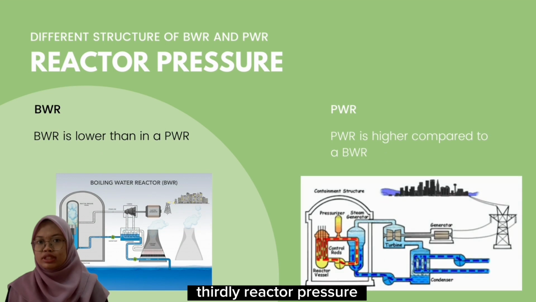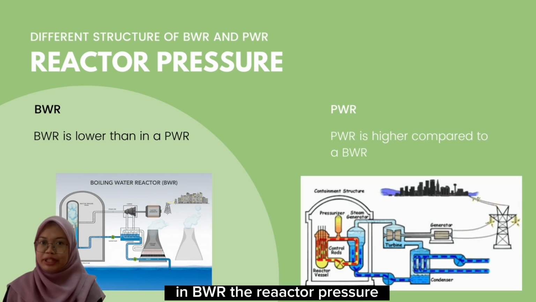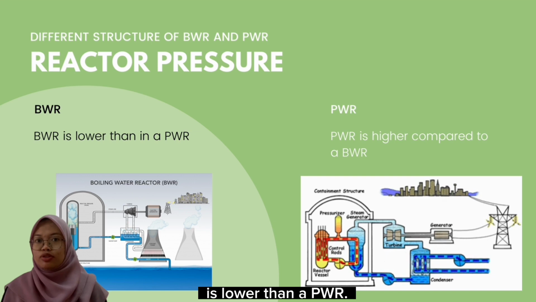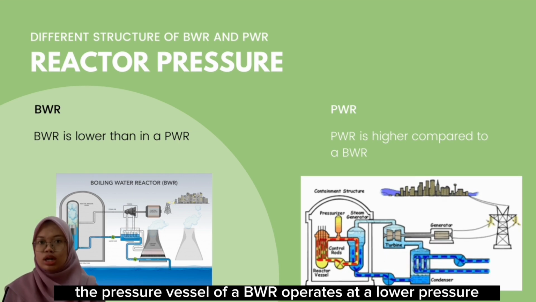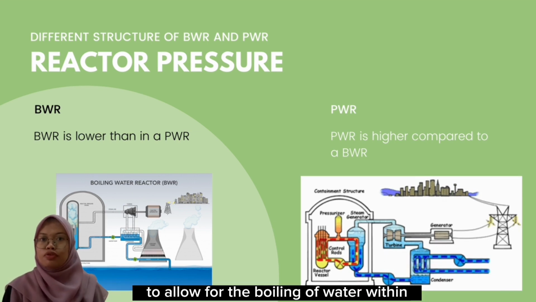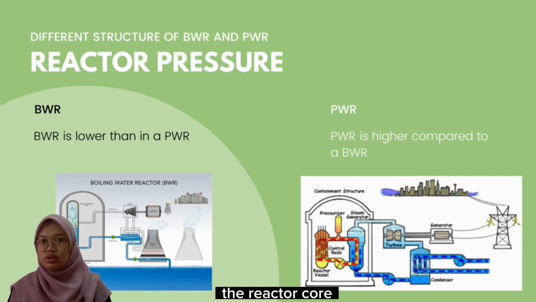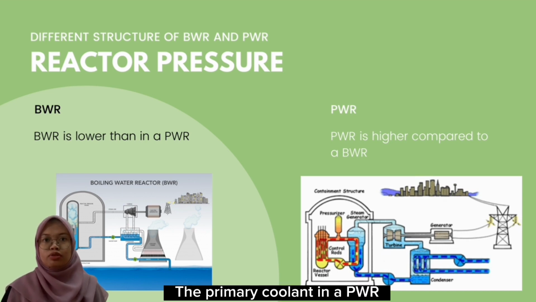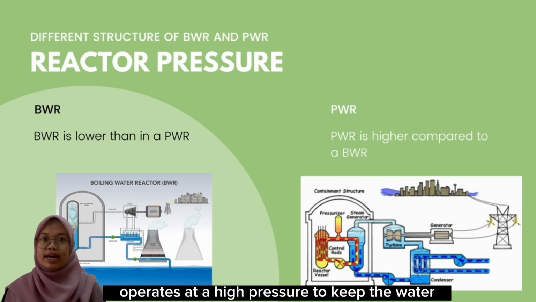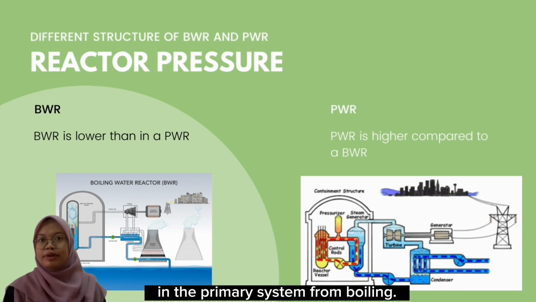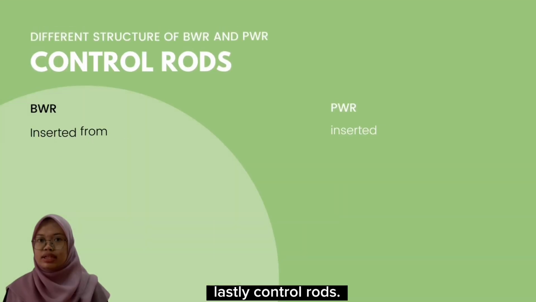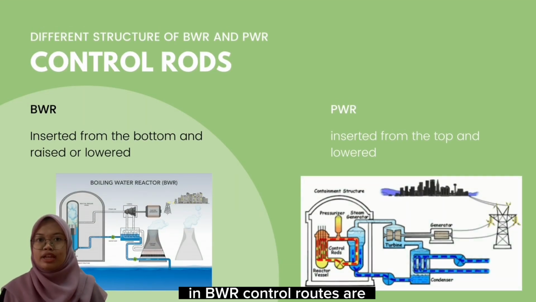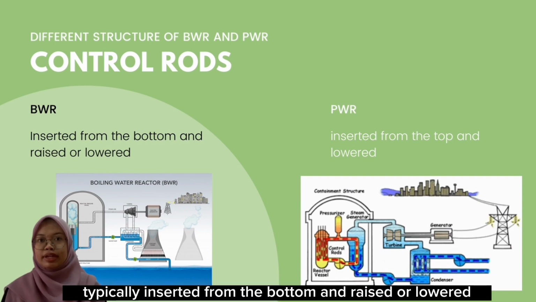Thirdly, reactor pressure. In a BWR, the reactor pressure is lower than in a PWR. The pressure vessel of a BWR operates at a lower pressure to allow for the boiling of water within the reactor core. While in the PWR, the pressure is higher compared to a BWR. The primary coolant in a PWR operates at a higher pressure to keep the water in the primary system from boiling.